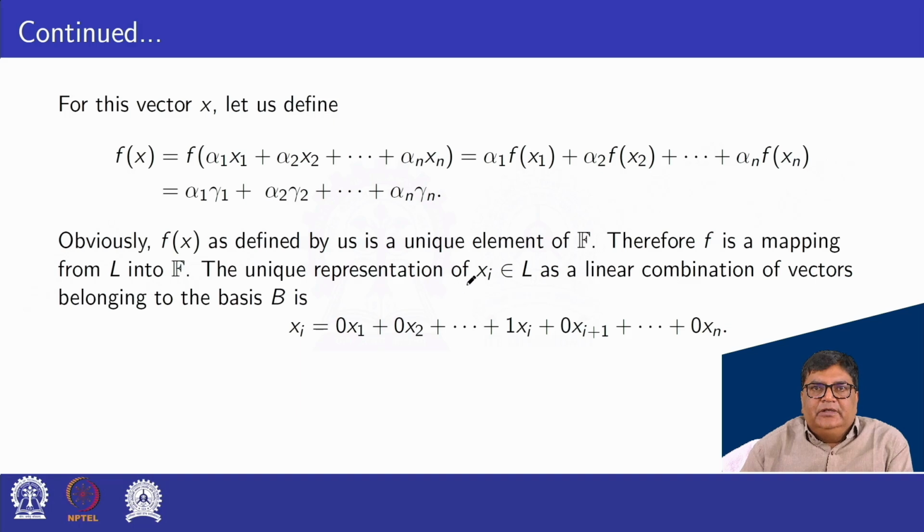The unique representation of xi belonging to L as a linear combination of vectors belonging to the basis B is xi is equal to 0 into x1 plus 0 into x2 plus and so on 1 into xi. At the ith place the scalar is 1 and the others are 0. That is, 0 into x1 plus 0 into x2 plus and so on 1 into xi plus 0 into x(i+1) plus and so on 0 into xn.